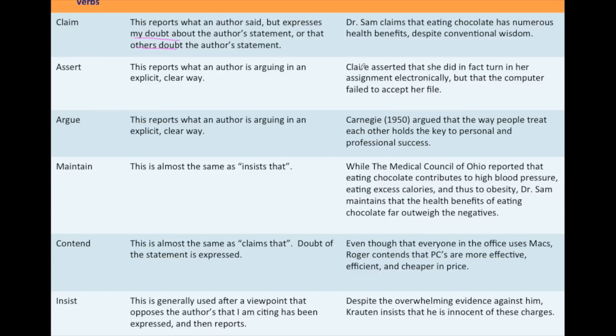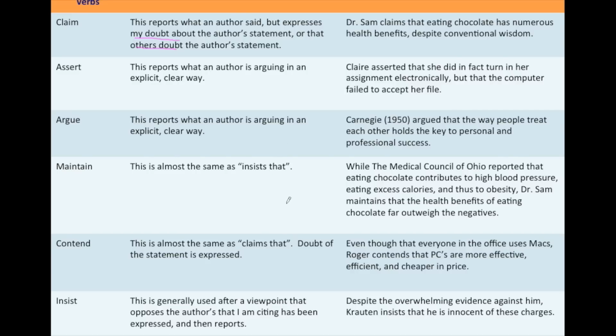Look at the example. Claire asserted that she did in fact turn in her assignment electronically, but that the computer failed to accept her file. By using assert, it conveys the message to the reader that initially there is some disagreement with the author's statement. Therefore, the author has to assert further to support her or his viewpoint.